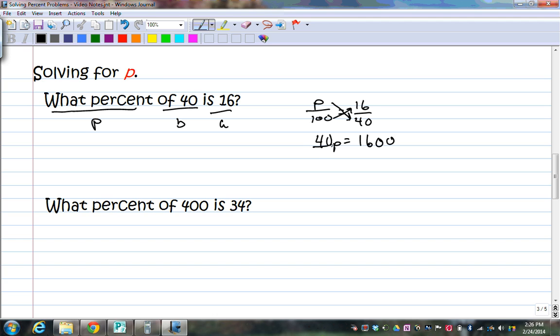Then I'll divide both sides by 40. And P is equal to 40%. Cool, huh? Try the next one.